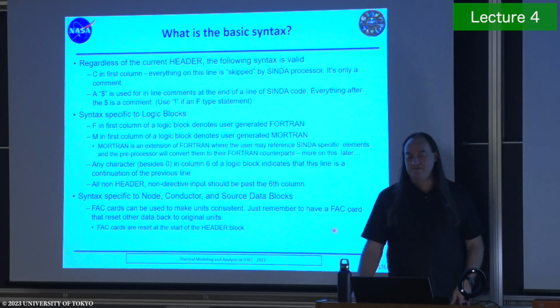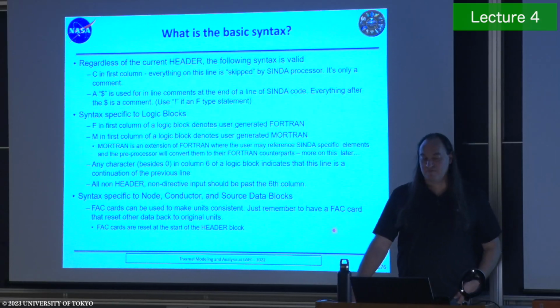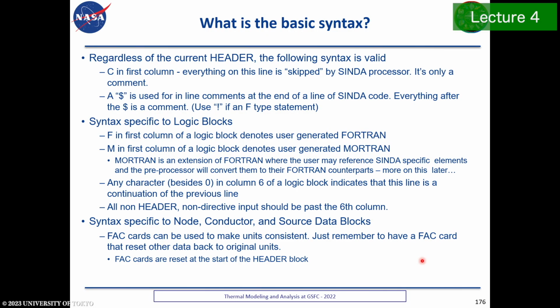All right, so basic syntax, regardless of which header you're in: anything that has a C in the first column is interpreted as a comment. It's basically skipped by the processor, so you won't see that when you look at the Fortran that gets generated. Similarly, if you have a dollar sign, everything that comes after the dollar sign is a comment. That's true for M-type statements, which means Mortran. We'll get to that in just a second.